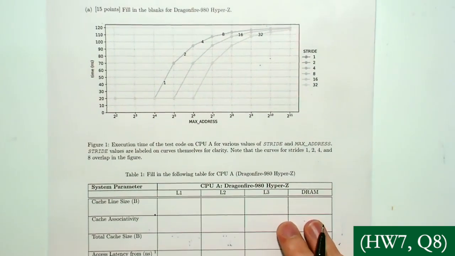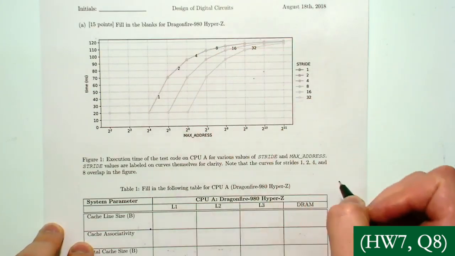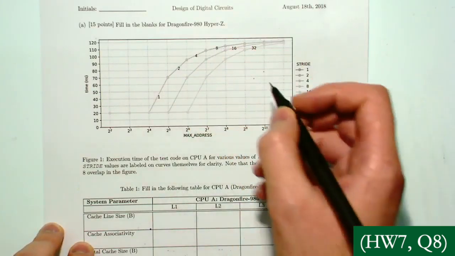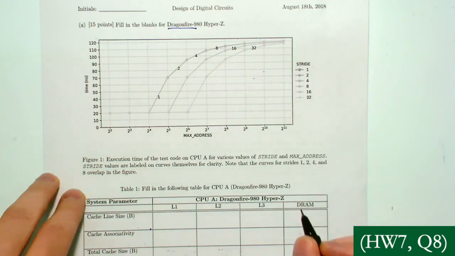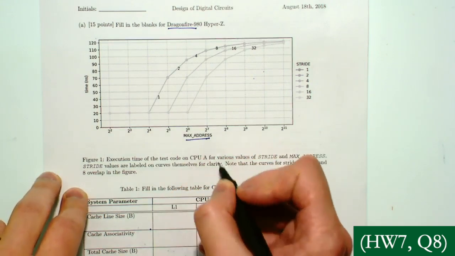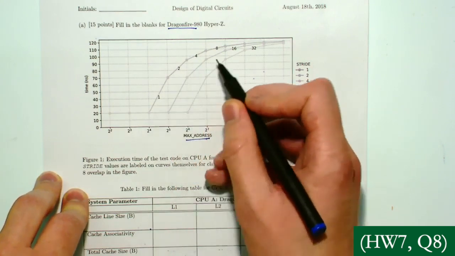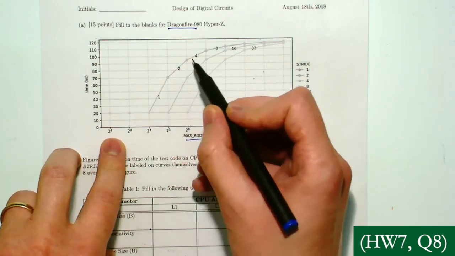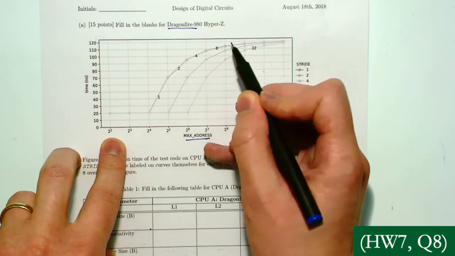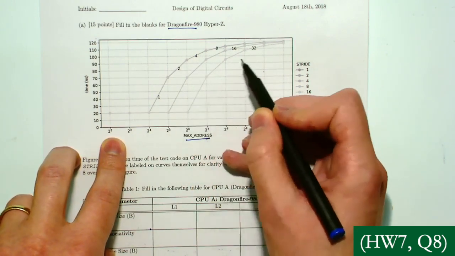Okay. And here in this part, we see some data obtained by running this application for this processor over here. In the x-axis, we see how the max address changes. And different lines here show different strides. So strides 1, 2, 4, and 8 overlap here on the same curve. And then here we have stride 16 and stride 32.